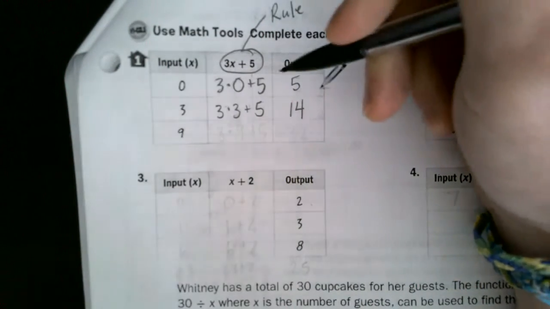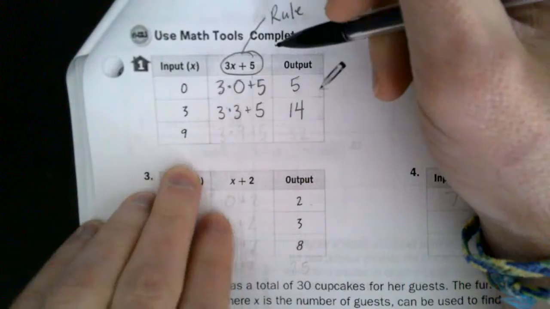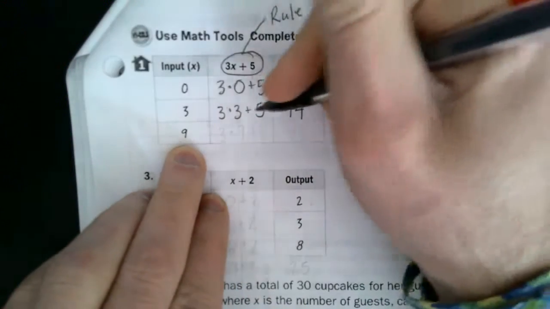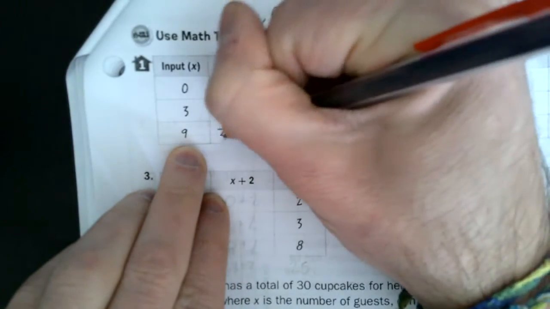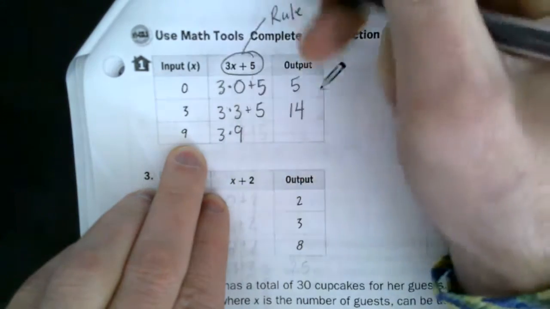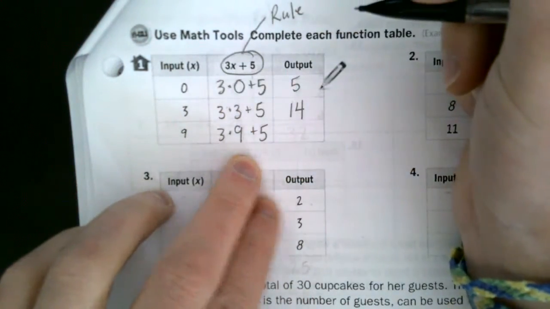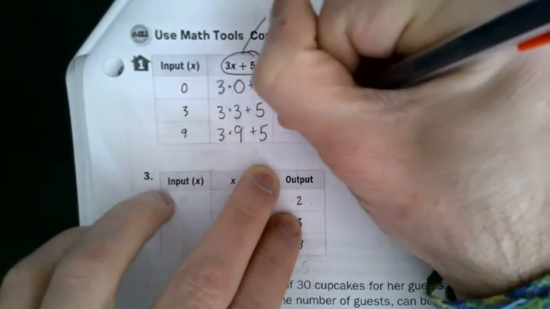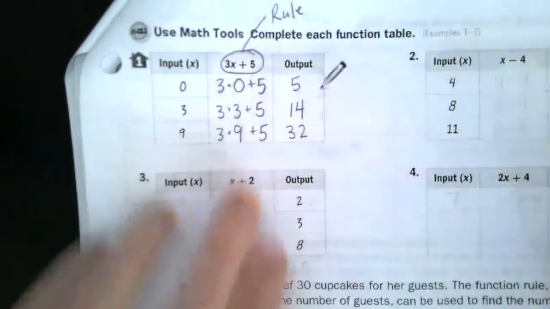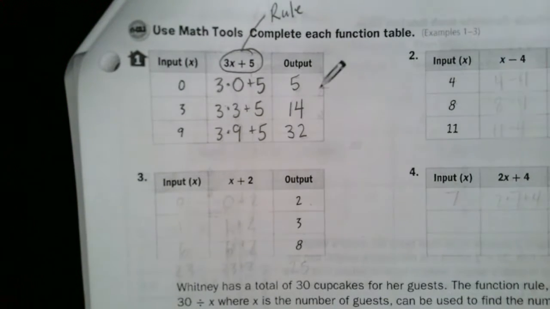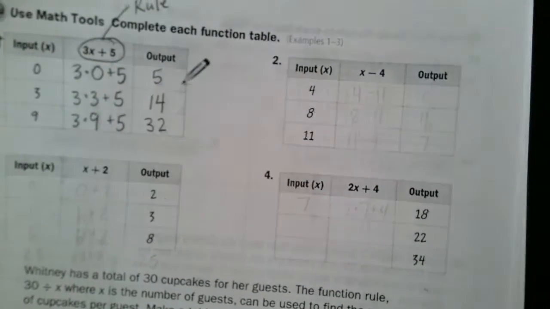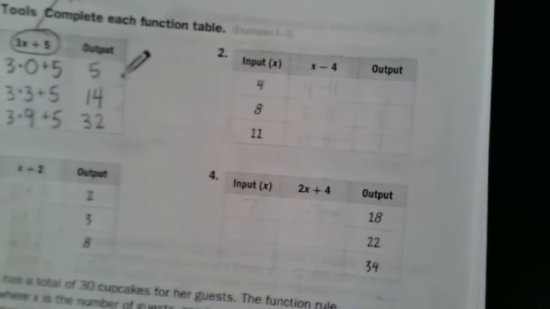Now let's try 9. So this is going to bump up the output a little bit more because we're now dealing with a greater number. 3 times 9 plus 5. Well, 3 times 9 is 27. Plus 5 is a 32. Pretty good. All right, that was a two-step function because we had to multiply then add.